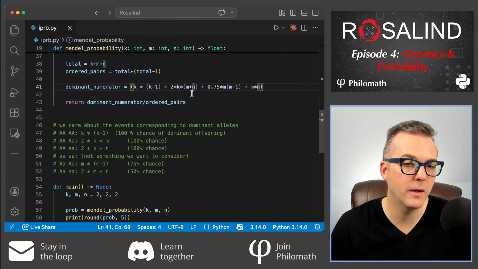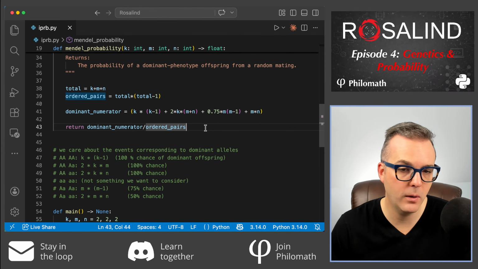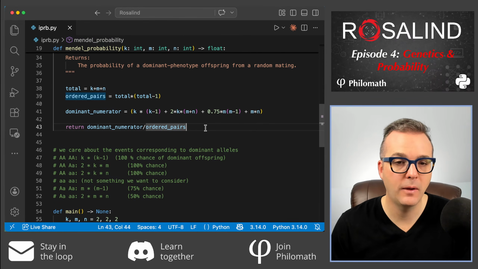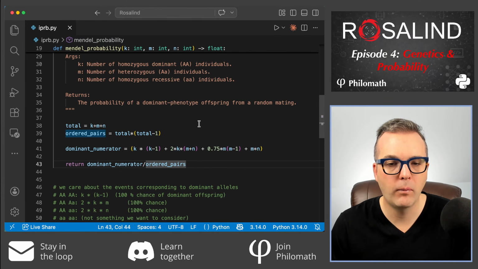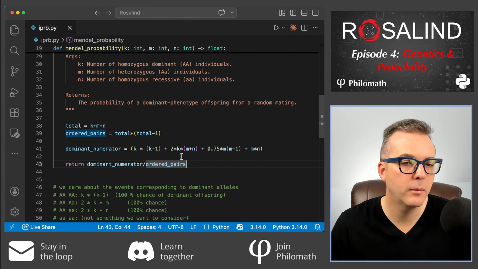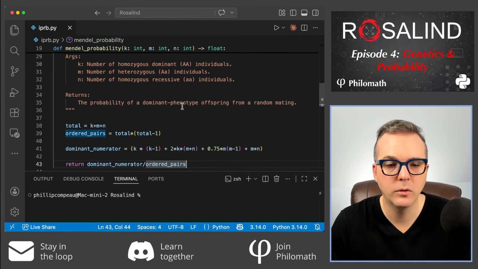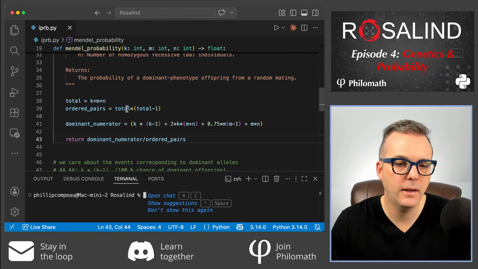So now as a result of this process, we now have our dominant numerator. And we can return our solution to the function as that numerator divided by the number of outcomes that we had set before. Again, I'll reiterate this point that the function itself is not long. And this demonstrates that the code is short, but the solution is a little bit non-trivial and worth considering and understanding. So I can run this code, and in this particular case, it's IPRB.